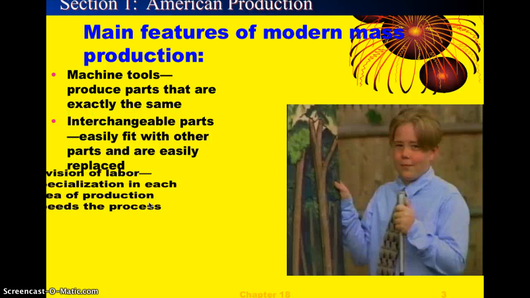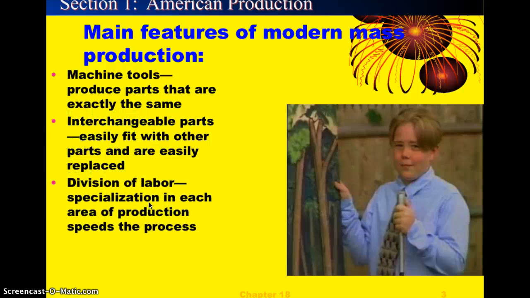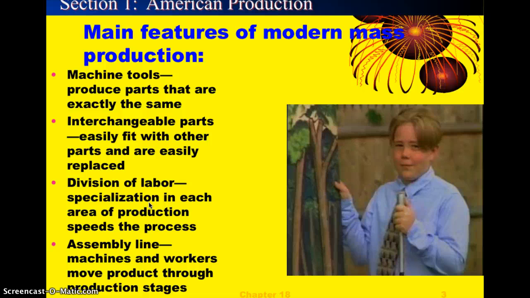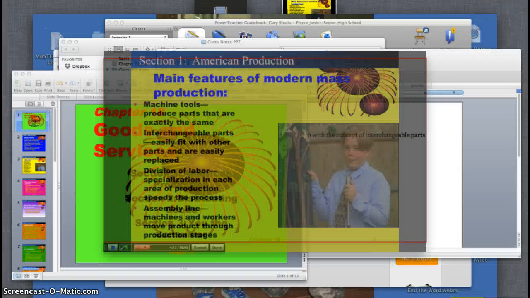Now, when you add interchangeable parts and machine tools with division of labor, you end up with what becomes known as mass production. Division of labor is a specialization in each area of production that speeds up the process. Another way of putting division of labor is the assembly line. The assembly line is when machines and workers move products through production stages.